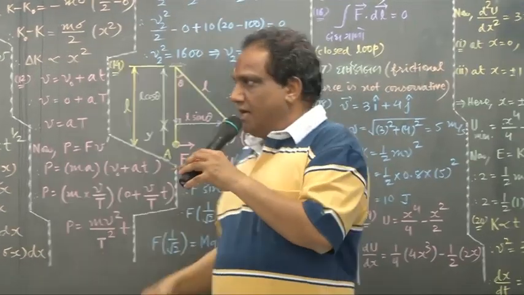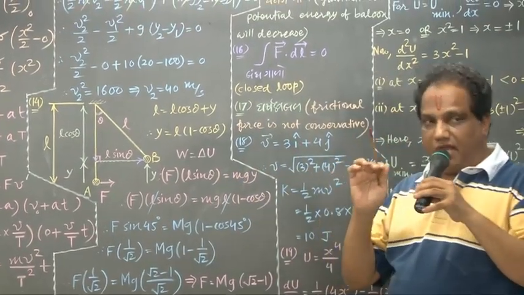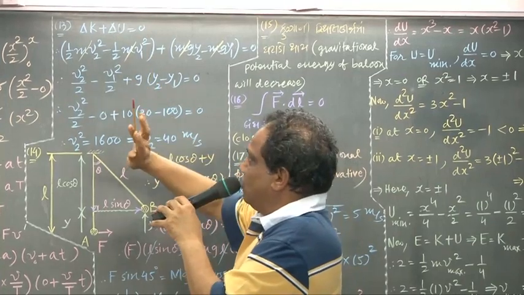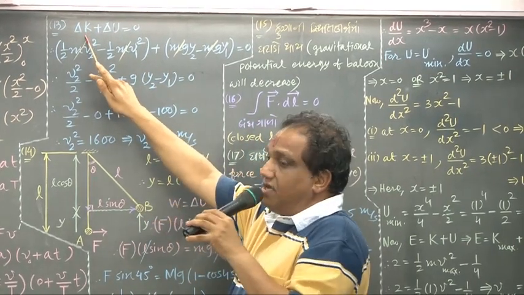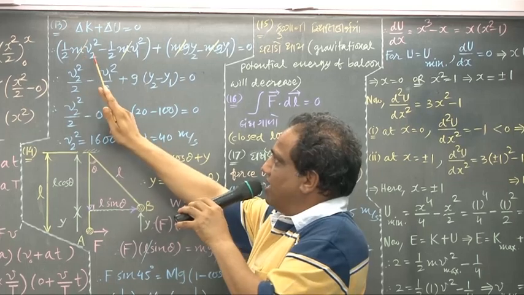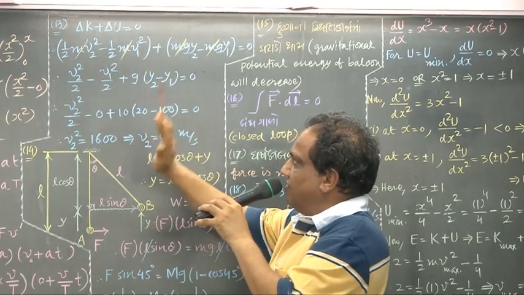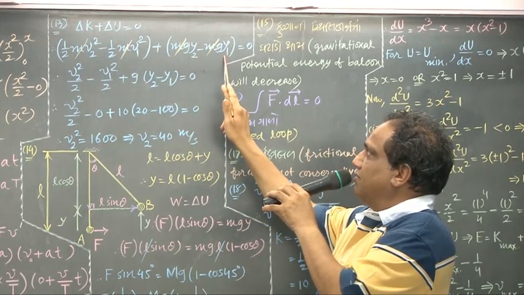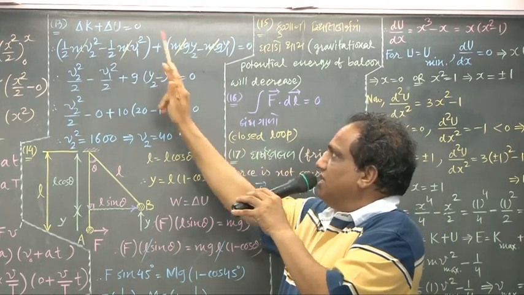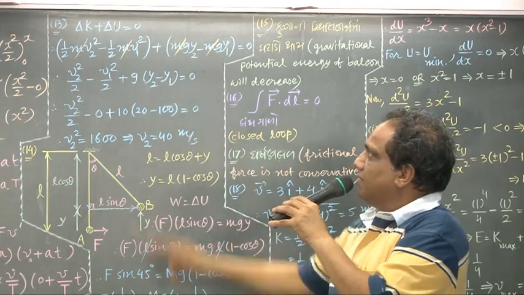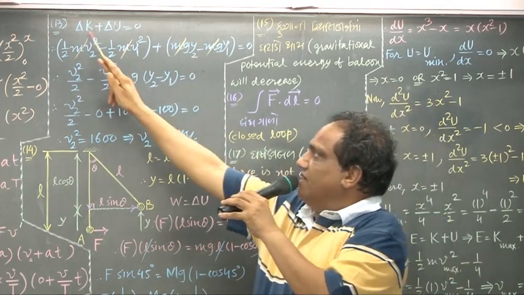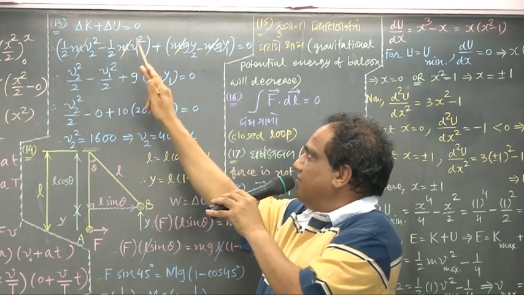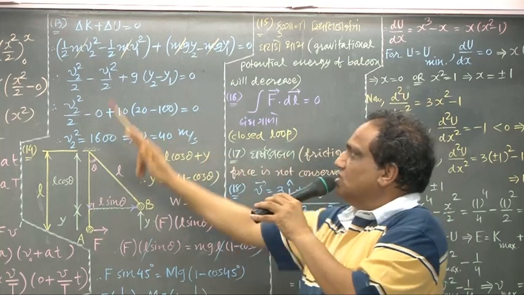Look. Apply the law of conservation of mechanical energy. Change in kinetic energy plus change in potential energy should be equal to 0. Change in kinetic energy is final minus initial. Final velocity I am taking V2, initial velocity V1. Change in potential energy: final height I am taking Y2, initial height Y1. Change in potential energy is mg Y2 minus mg Y1, and that equals 0. This is final kinetic energy, this is initial kinetic energy. Throughout the equation you can cancel m. So what is left here?